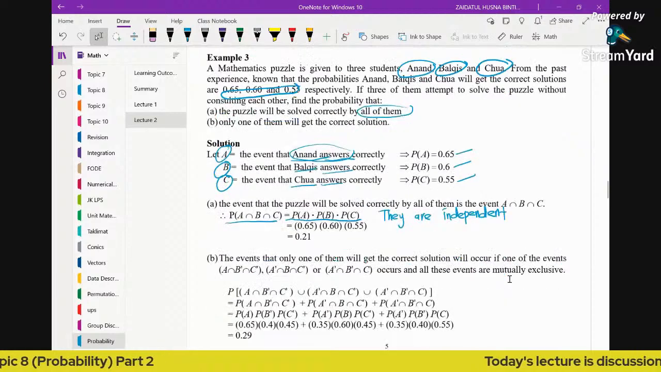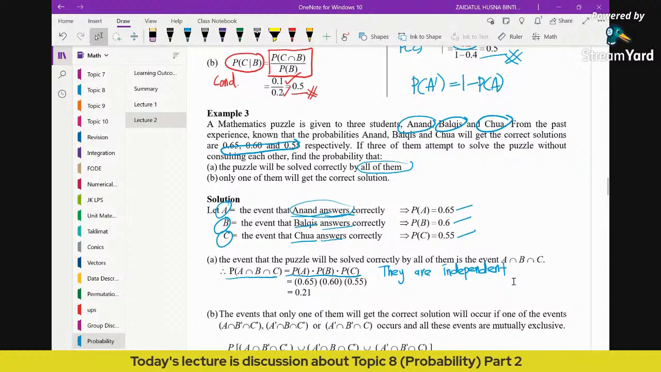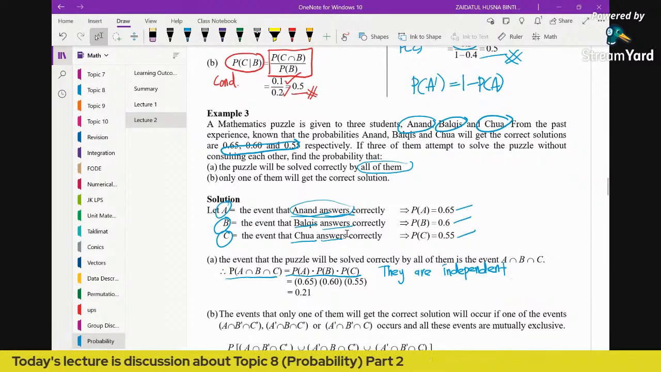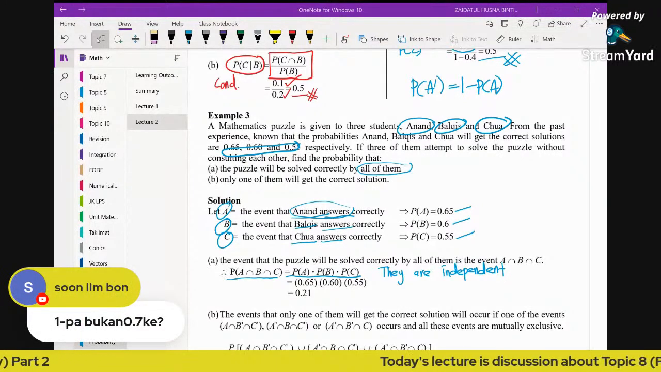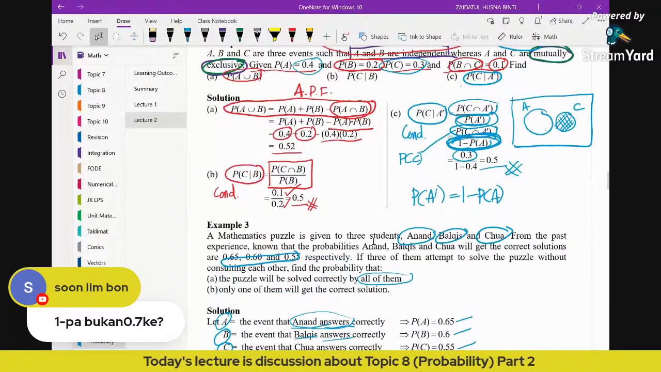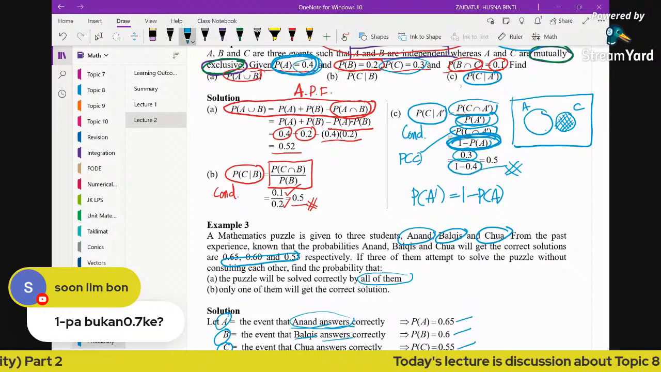Alright, okay, so coming back to this example. Okay, because the events are independent, why is that? Example 2, question 3. Okay, so Bon masukkan example 2, question 3. So, betul lah tadi. Okay, 1 minus PA bukan 0.7 ke? Hold on, because PA kan 0.4 Bon. So PA is 0.4. So kalau 1 minus PA 0.6 lah. Kan?